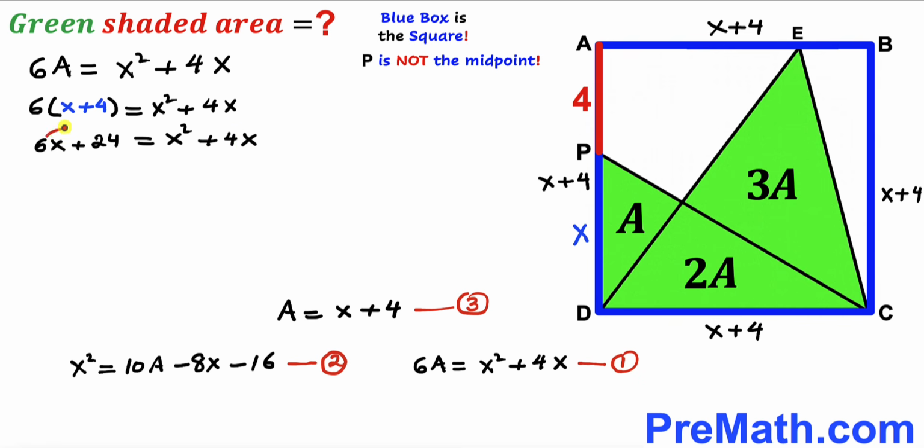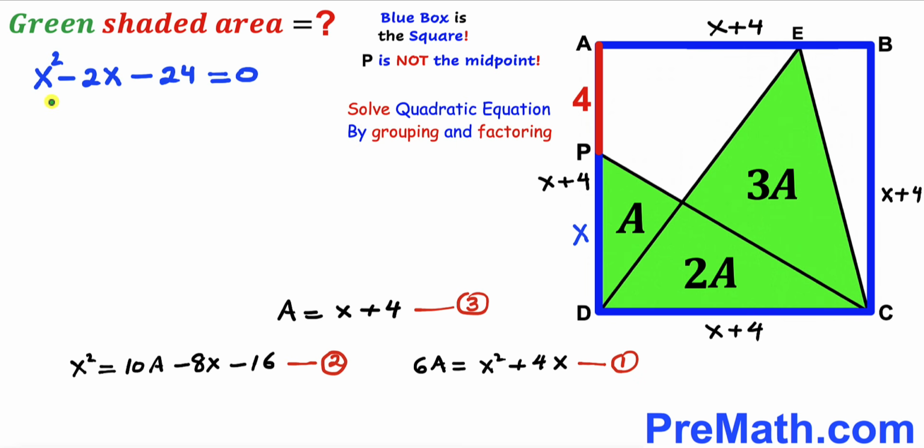And now I'm going to move everything to the right hand side. So therefore we ended up with x squared plus 4 times x, and that's going to give us negative 6x minus 24 equals 0. Let's combine the like terms. So we got x squared minus 2 times x minus 24 equals 0. So thus we ended up with this quadratic equation x squared minus 2x minus 24 equals 0, and we are going to solve it by grouping and factoring.